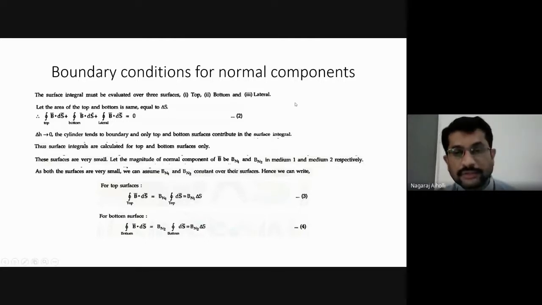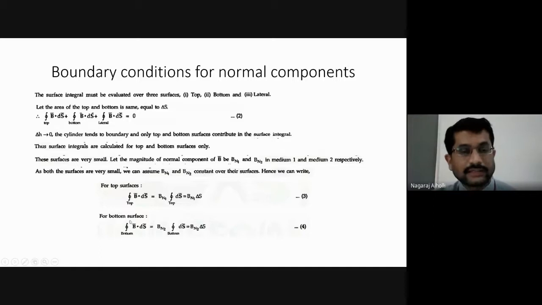Once we assume them as constants, then for the top surface, the top closed surface integral of B bar dot ds bar is equal to Bn1 times the top closed surface integral of ds bar. Bn1 we can take outside because it's a constant. Therefore, this becomes Bn1 delta S. Take it as equation 3. Bn1 delta S, because ds is considered as delta S, a small incremental area.